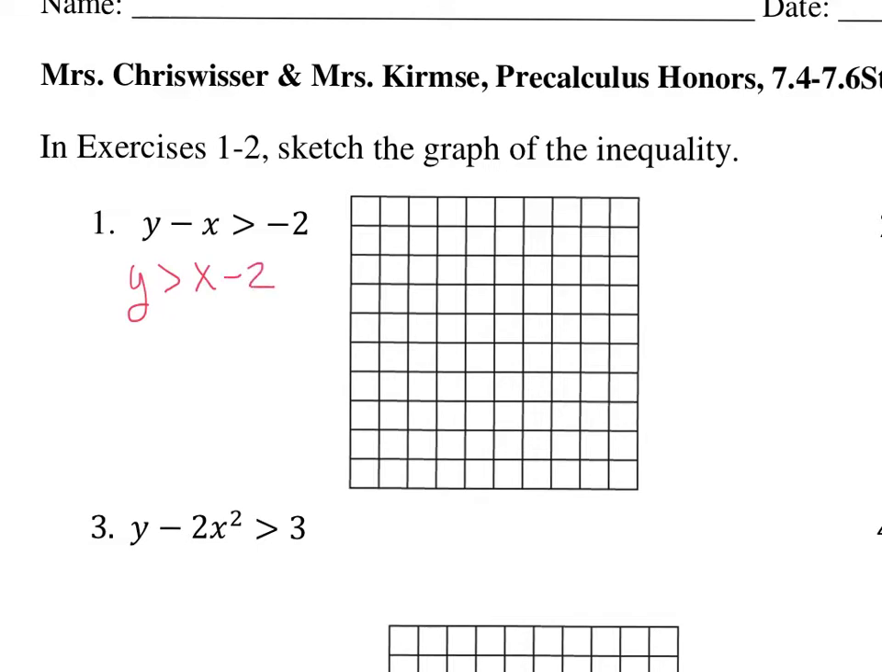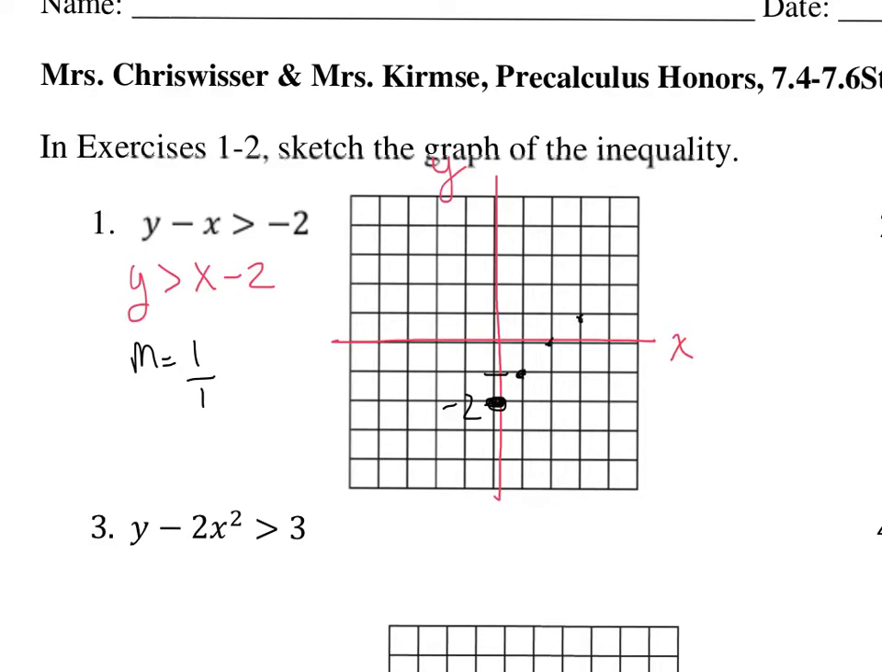Okay, the next thing I'm going to do is create my coordinate plane here. And then I'm going to identify my y-intercept, which is -2. Good. So let's go down to -2, and my slope is 1. So I'm going to go up 1 over 1.